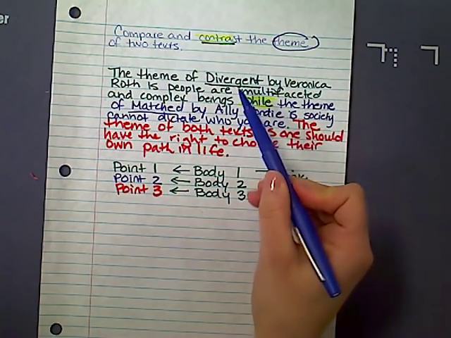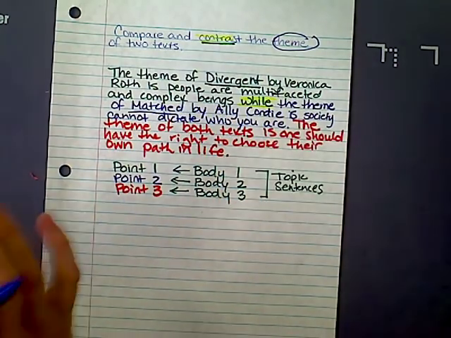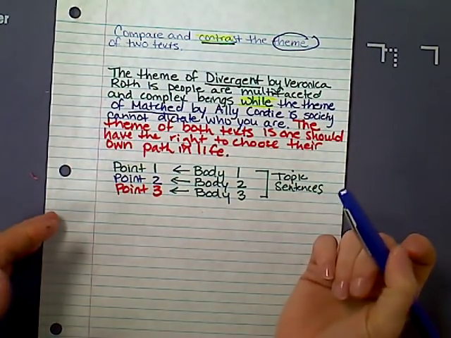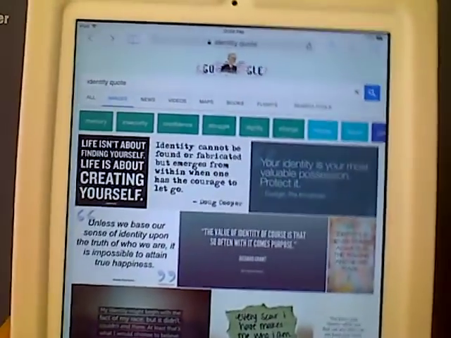So I'm analyzing Tris from Divergent and Cassidy from Match. And one thing that I decided to pick was this idea of identity, because they're both really exploring who they are. So I went into Google and I decided to do a quote on identity.